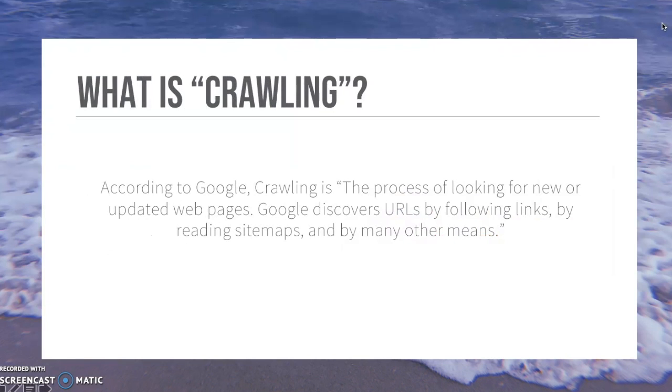So before we really begin about practices that you can use for SEO, we need to define one term that's kind of important to understand, and that is crawling. According to Google, crawling is the process of looking for new or updated web pages. Google discovers URLs by following links, reading sitemaps, and many other means.